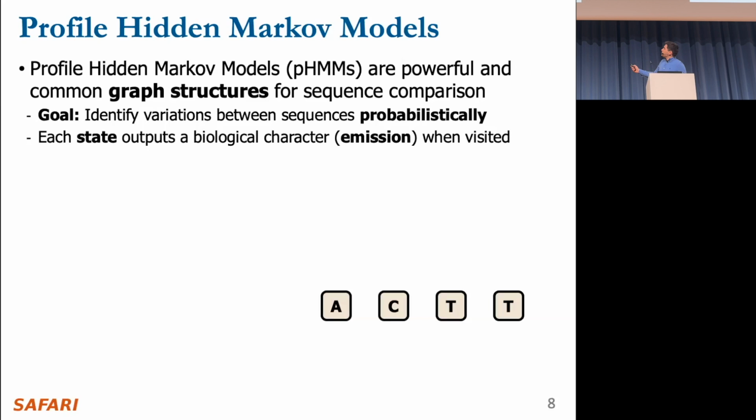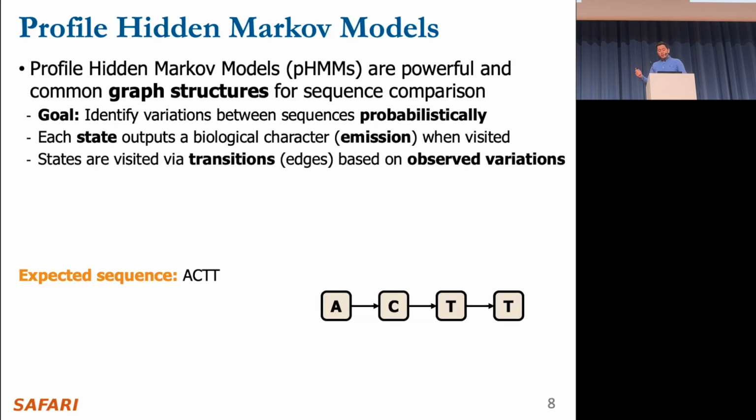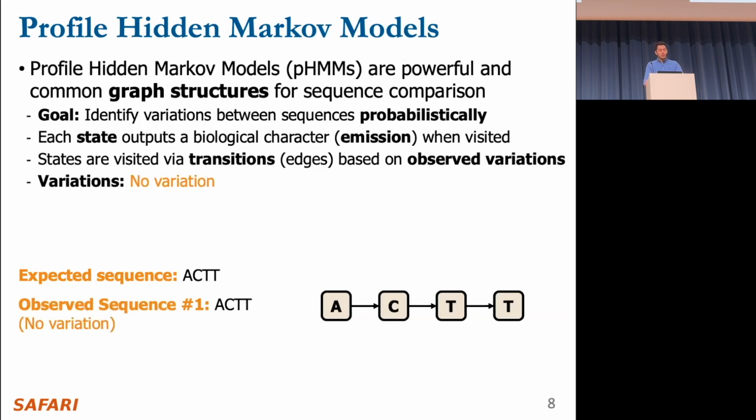And basically, when you see these characters in a node in a graph, you may say that this is the expected sequence. This is the sequence of DNA that we're expecting in the most common case. And here we have ACTT. In order to output the entire sequence, of course, we need to visit all the states using some edges or transitions based on the observed variations that we see in the sequence. So, of course, we have different types of variations.